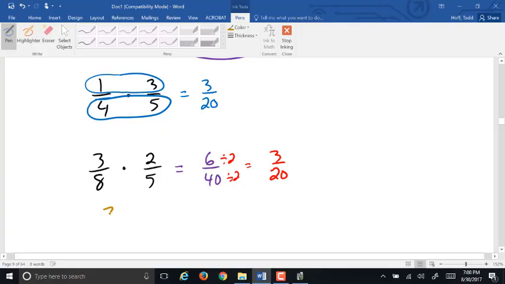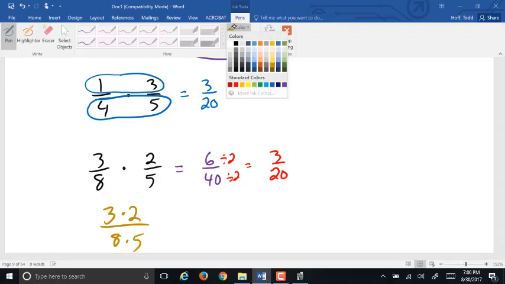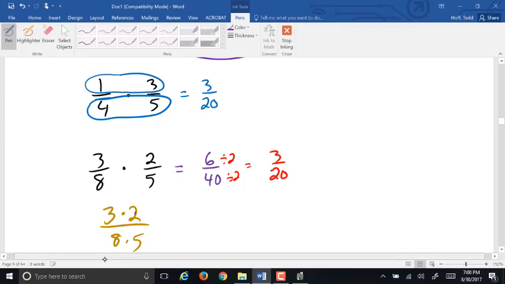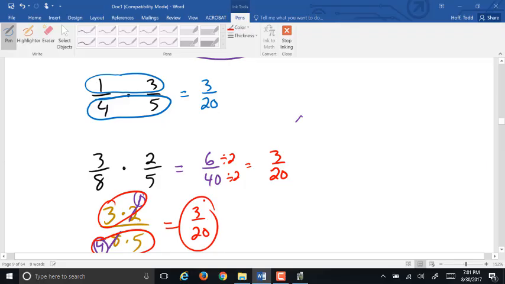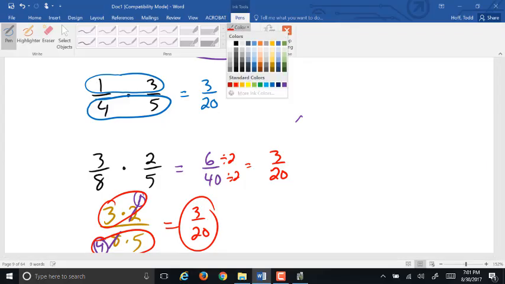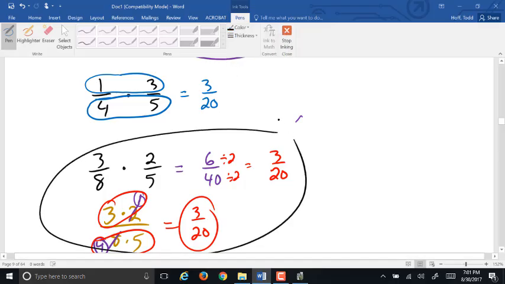Now what it is, when we do this multiplication, we're going to have 3 times 2 on top. We're going to have 8 times 5 on bottom. We notice that the 2 and the 8 are both divisible by 2. So we can actually divide that out before we multiply. So 2 divided by 2 is 1. 8 divided by 2 is 4. And now when we multiply, 3 times 1 is 3. 4 times 5 is 20. So we get that answer reduced before we do the multiplication. And in a problem like this, it's about the same amount of work either way.